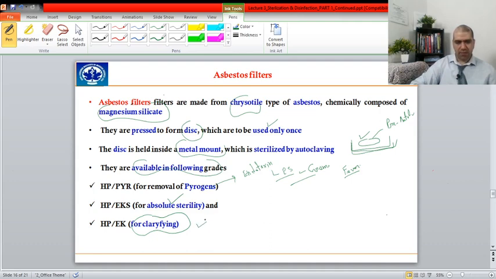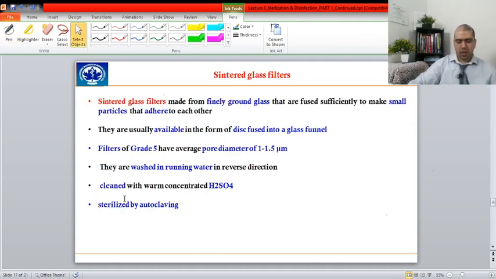So it's only for clarifying. So you should remember that only HEPA filters are used for obtaining absolute sterility. Okay. Now another kind of filters that are available in the market are sintered glass filters.